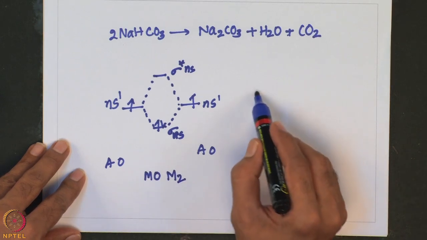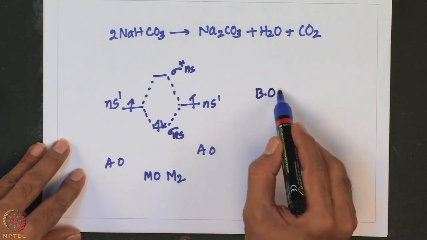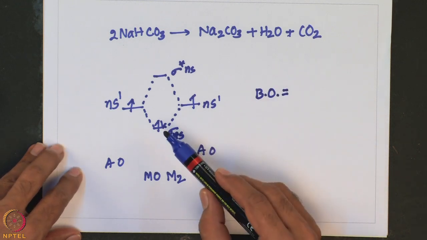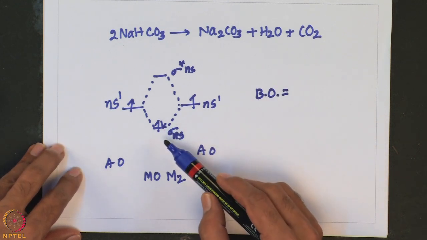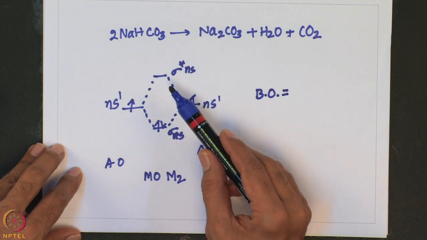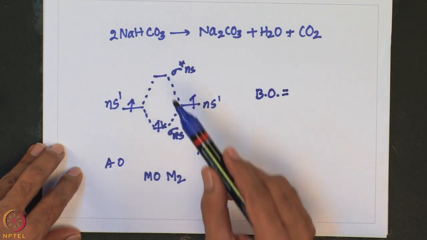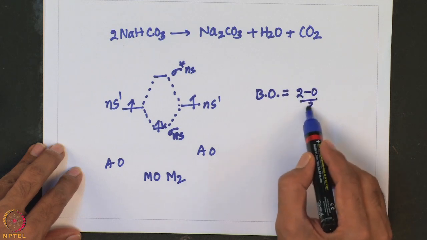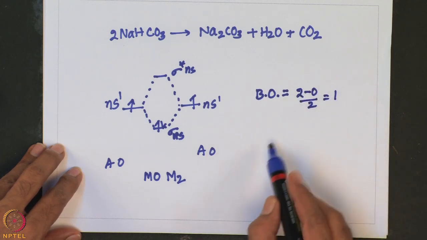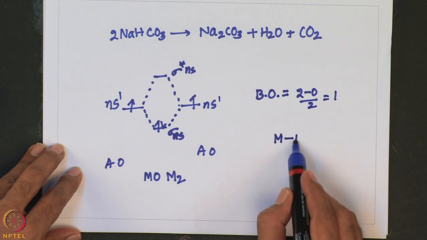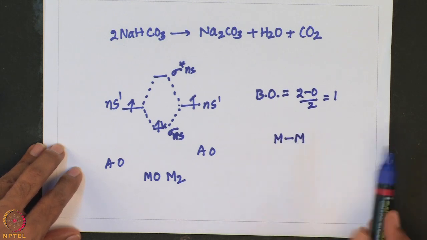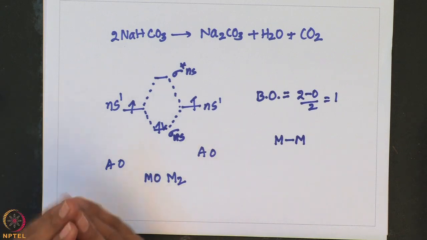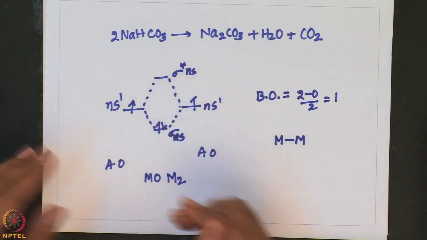Now, let us look into the bond order. Of course, bond order by definition is the number of electrons in the bonding molecular orbitals minus the number of electrons in the anti-bonding molecular orbitals, divided by 2. So here, 2 minus 0 by 2 equals 1. Yes, it is possible for alkali metals to exist in the form of a dimer. So, this is the answer.